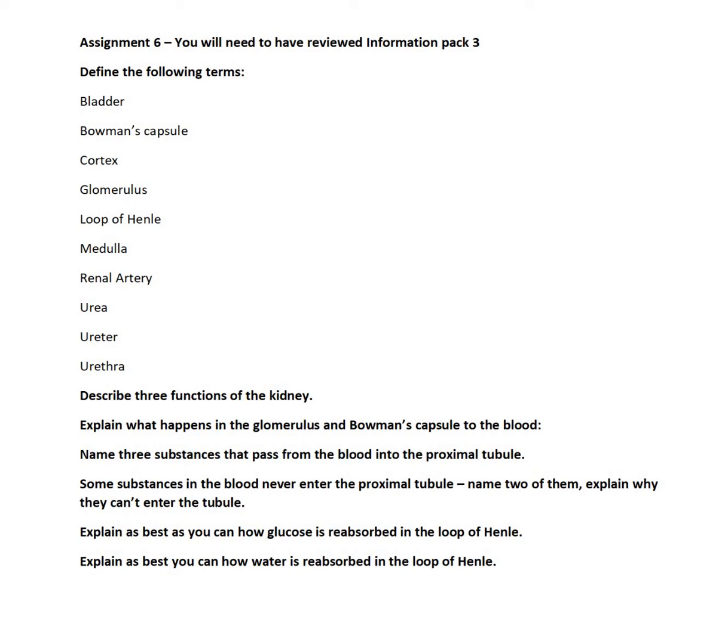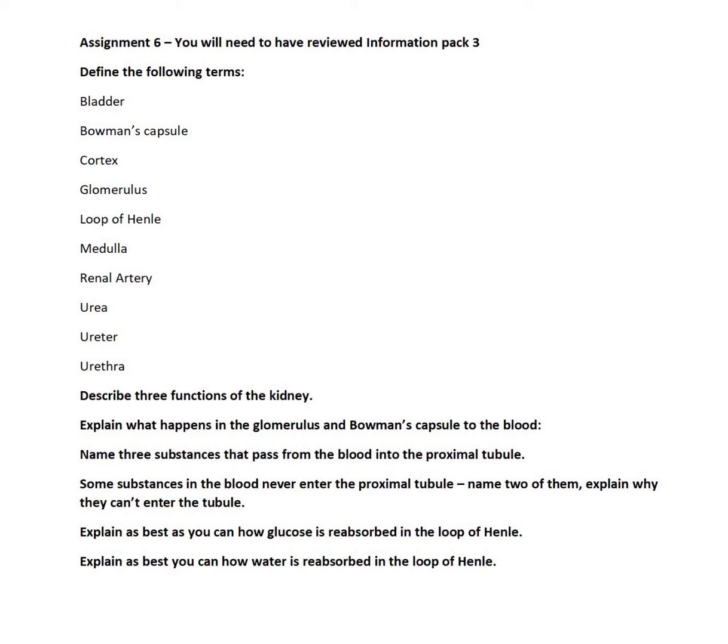So notice I explained what was happening there. Simply saying what happens there is not enough. Okay, name 3 substances that pass from the blood into the proximal tubule. Okay, 3 substances: water, urea, amino acids. You could also include glucose, salts. You could have any of those. So lots of things are going to go from the blood into the proximal convoluted tubule.